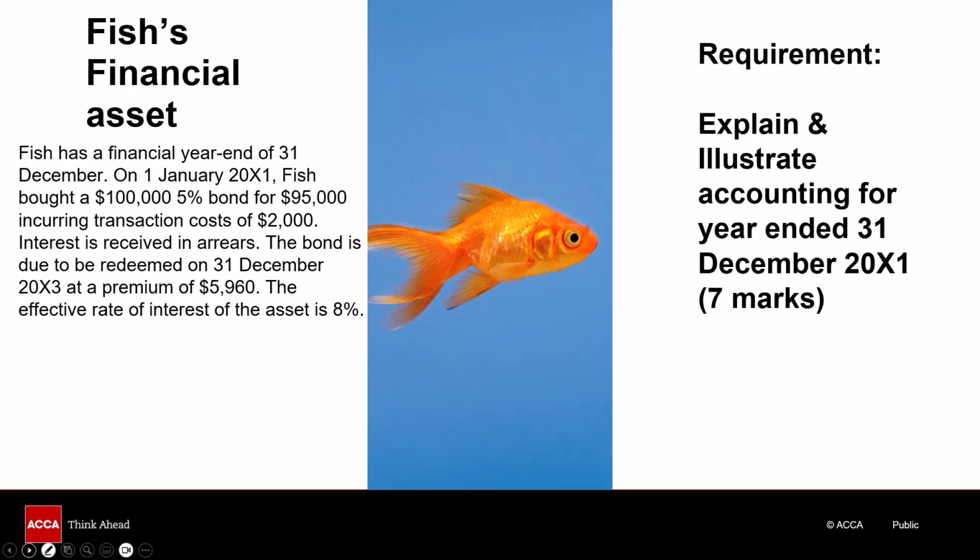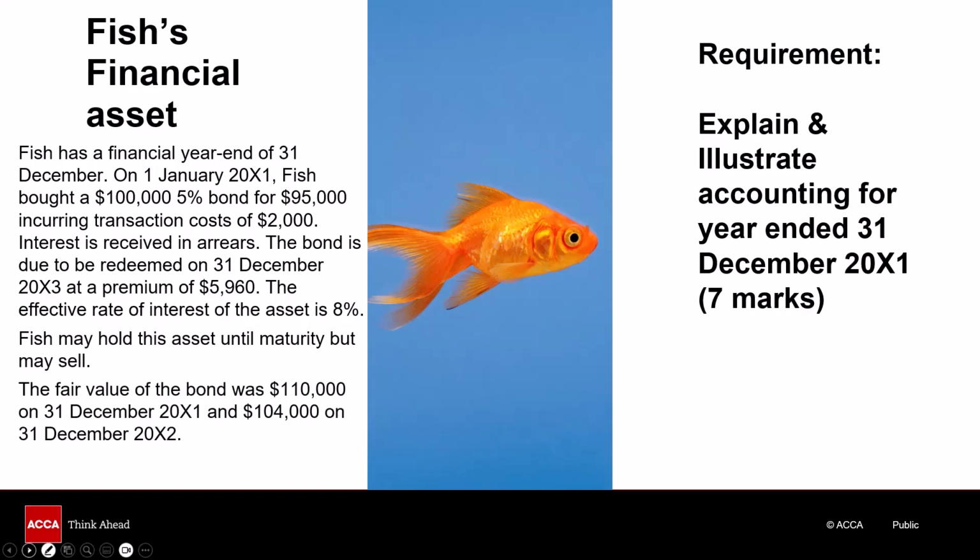So this bond is only going to be in existence for 3 years, the whole of X1, the whole of X2, and the whole of X3. Strictly speaking, the requirement is just to consider the first year. Now, our intention is to hold the asset to maturity, but it is possible that we could sell it, and then we're given 2 different fair values.